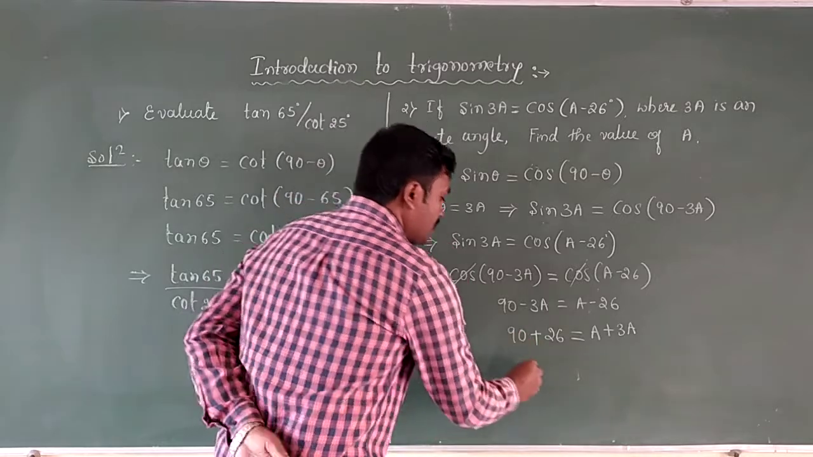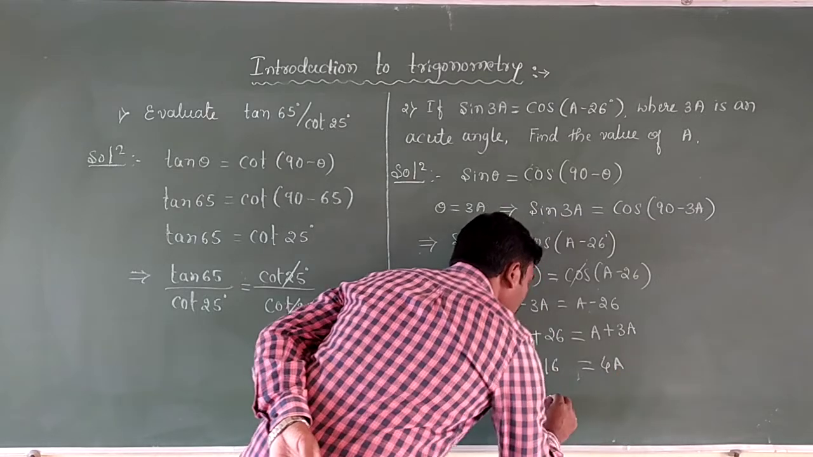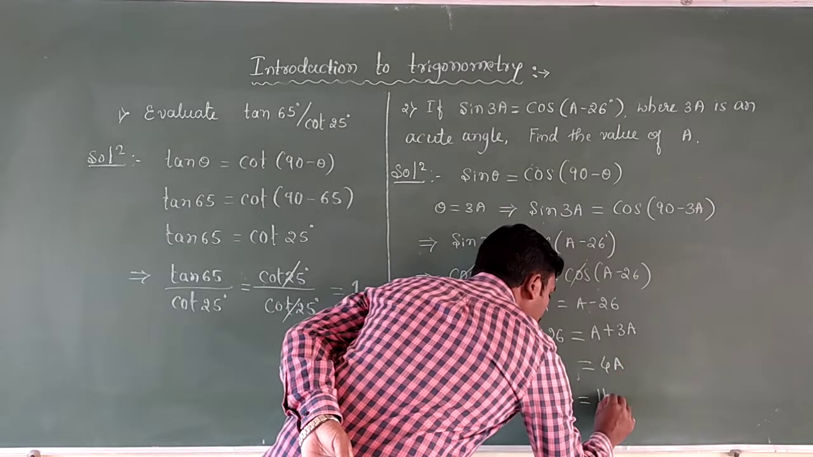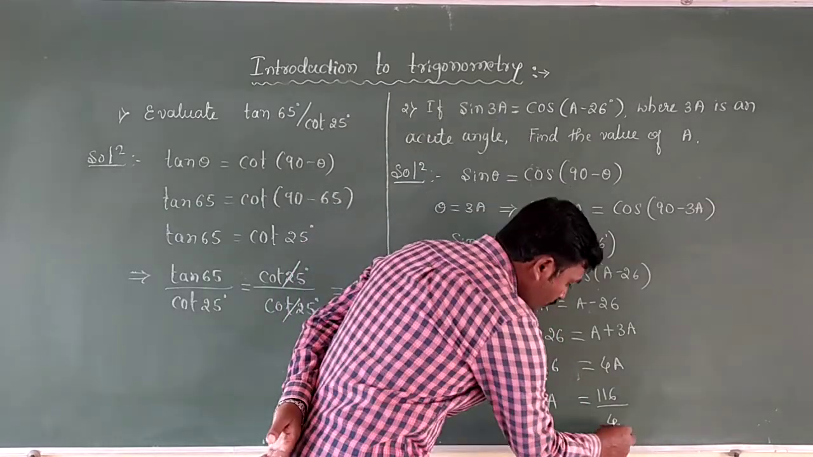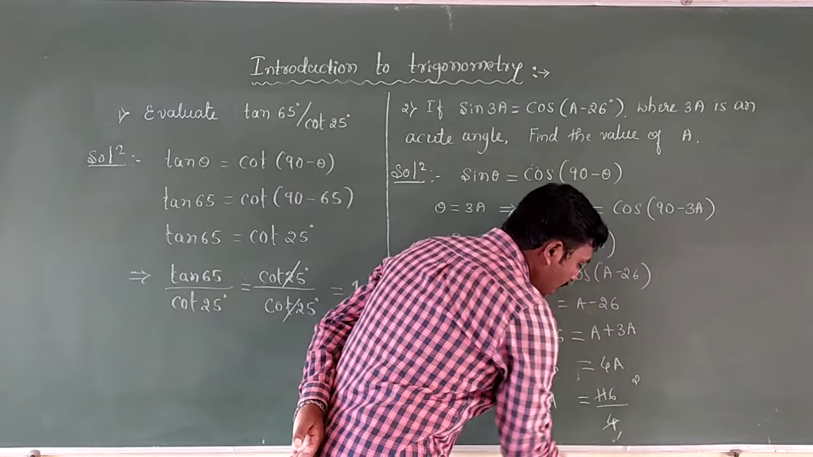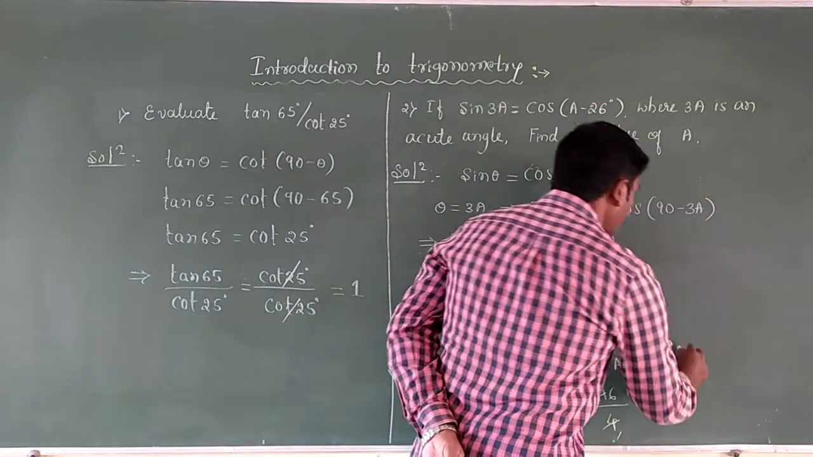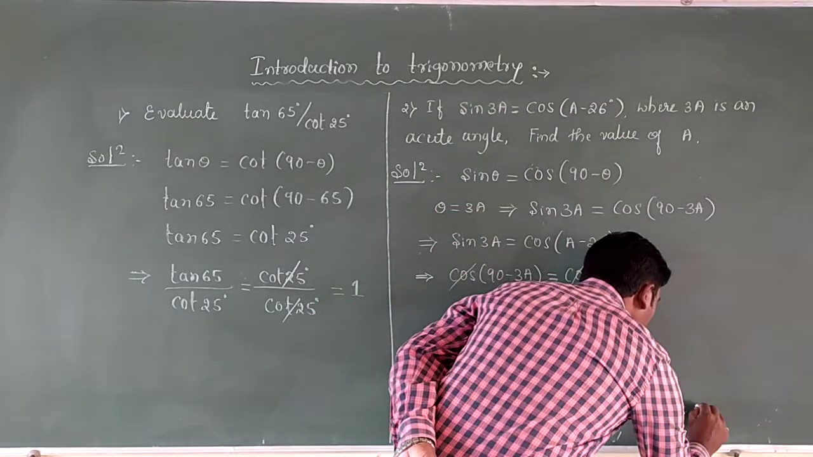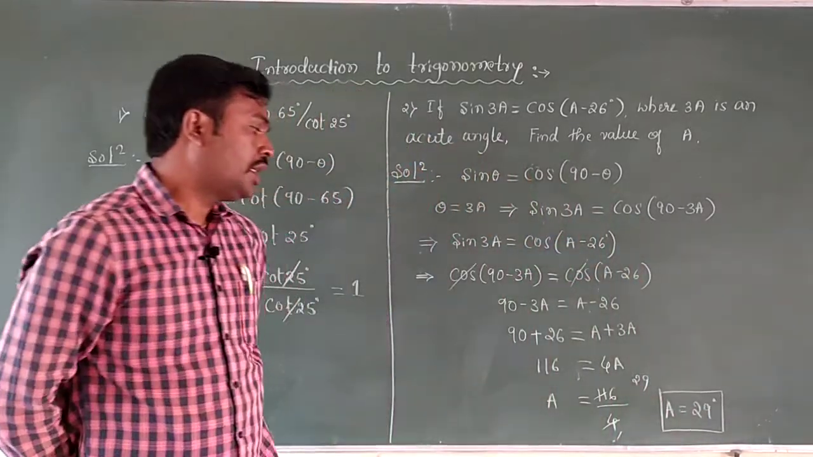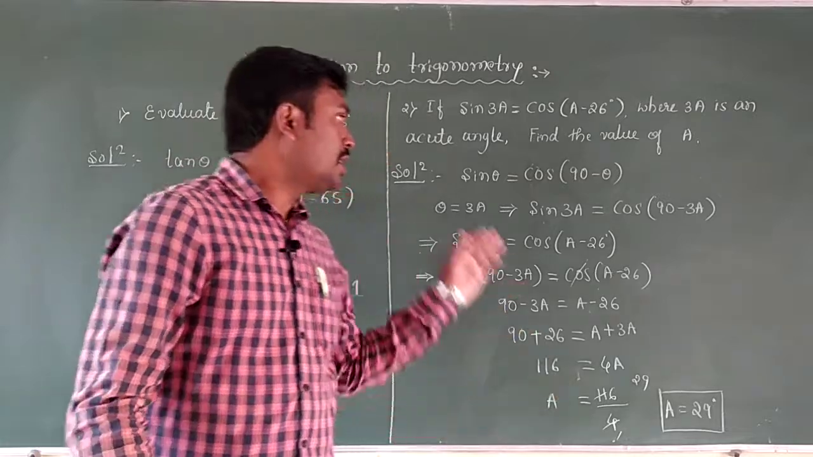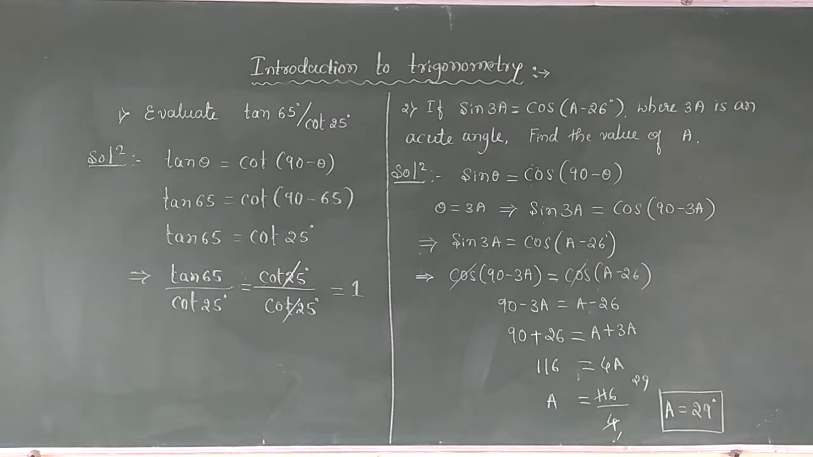So 116 is equals to 4a. So a is equals to 116 divided by 4. 4 1s are 4, 4 2s are 8, 3 is the carry, 4 9s are 36. So angle A is equals to what? 29 degree, children. Angle A is equals to 29 degree. In this way, we can solve the problems based on trigonometric ratios of complementary angles. Thank you, children.